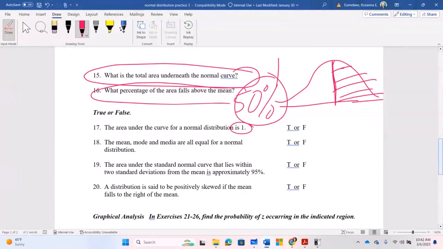The area under the normal curve for a normal distribution is 1. Yes, true. The mean, mode, and median are all equal for a normal distribution. Yes. The area under the standard normal curve that lies within 2 standard deviations of the mean is approximately 95%. That's correct, because that's the empirical rule.